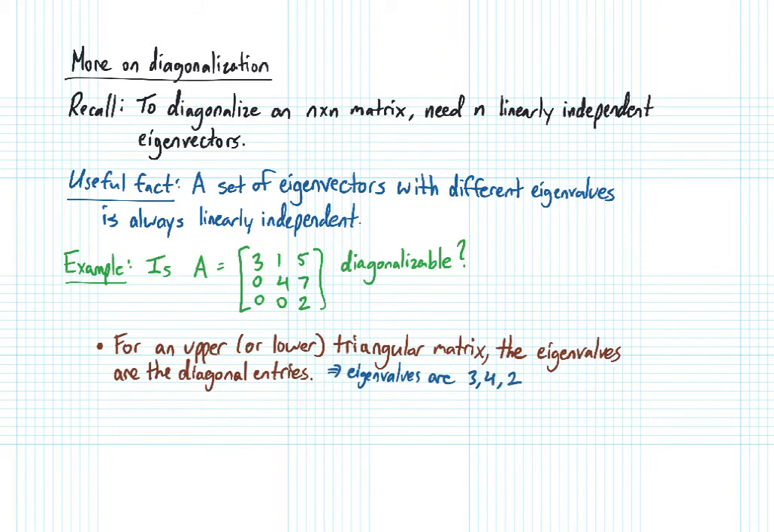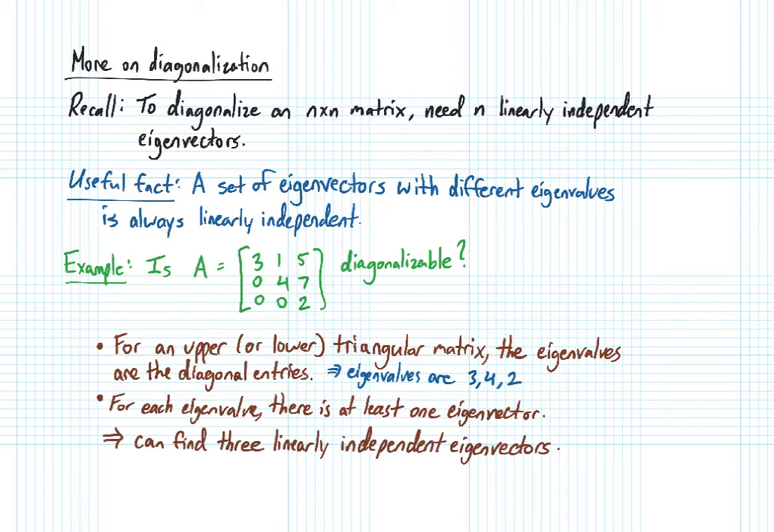So anyway, with this matrix A, we don't need to do any calculations to see that the eigenvalues are 3, 4, and 2. So then the next thing is that for each eigenvalue, there is at least one eigenvector, because that's what makes them eigenvalues in the first place. And so then, because there are 3 different eigenvalues, we can get one eigenvector for each of those eigenvalues, and this useful fact tells us that those will automatically be linearly independent, and so then we'll have a basis of eigenvectors. And so the conclusion is that A is diagonalizable.